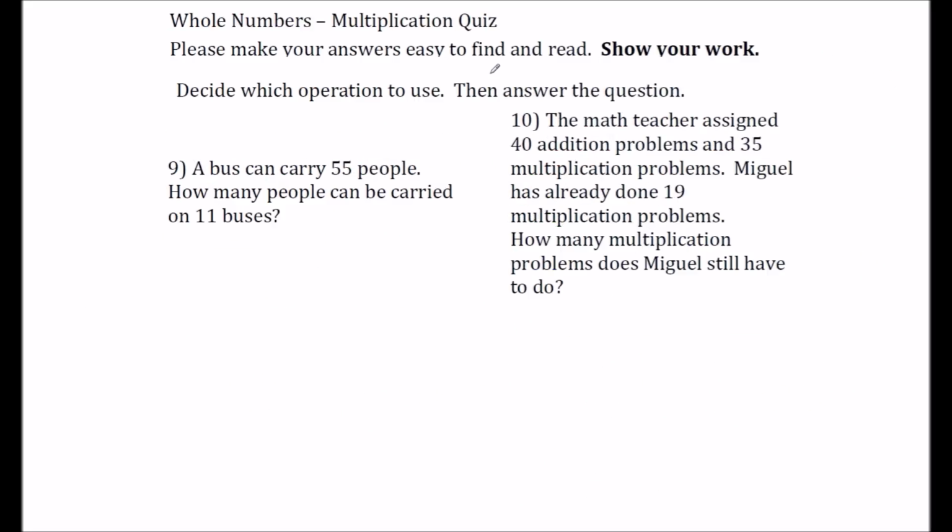Okay, moving on to number 9. And we still have the same instructions. We have to decide which operation to use. So read the question and decide, should we add, subtract, or multiply? And then we'll answer the question.